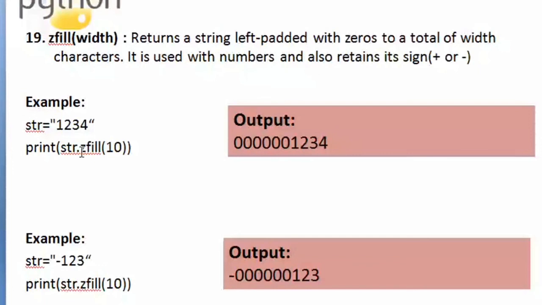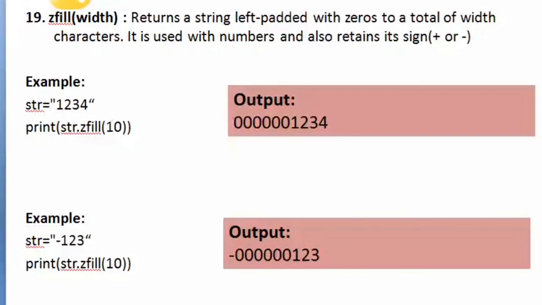Now coming to the second example. Here I have given a sign: minus 123, which is again considered a string. Even that minus will be retained in the output. So 10 characters are here, but the sign is also retained. These are the two outputs you can see for zfill. Are these two outputs clear?